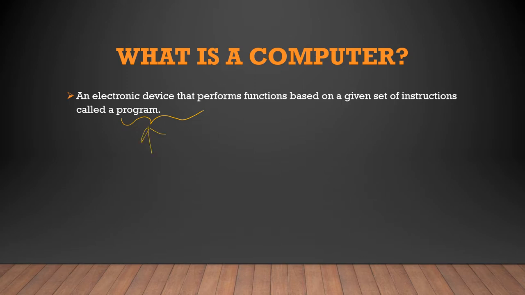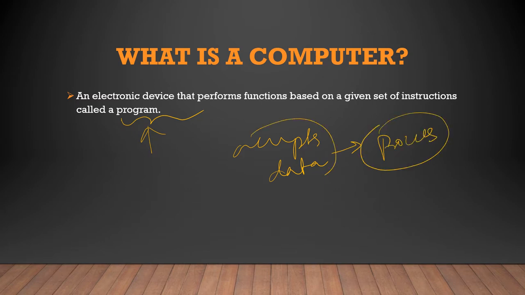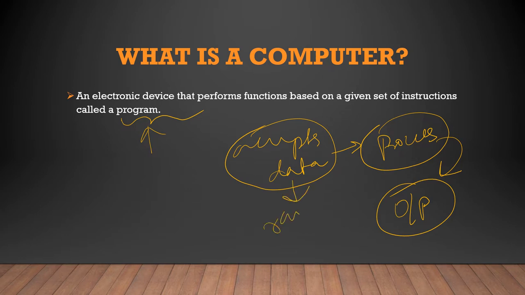How does a computer work? It accepts data, then it processes the data, and then it produces the output. Now, what does this data mean? Data means raw facts. Let me take an example: student's name, student's roll number, student's marks. These are all data, all raw facts. But when we combine all these raw facts, together they form information.